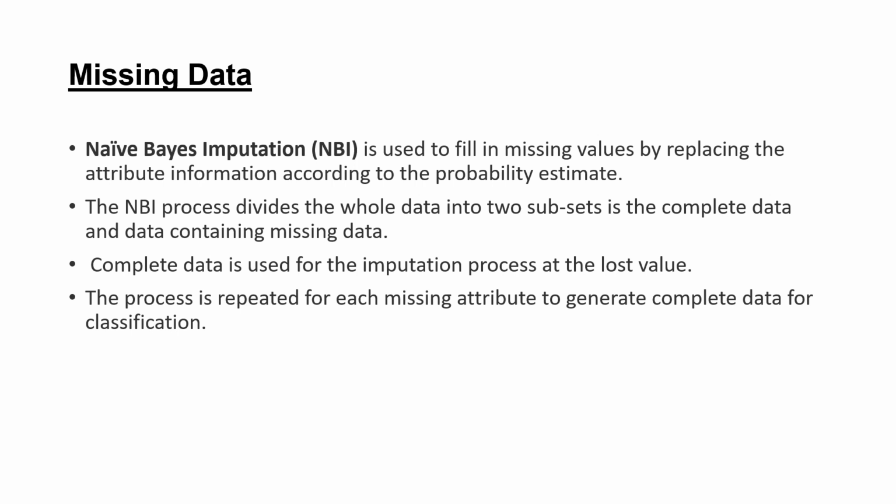So what it actually does, the NBI process, is divide the whole data into two subsets. One is the complete data, and the second part is the data that contains the missing values. The complete data is used for the imputation process of the lost value. This process is done on a repetition basis, so it is repeated for each missing value attribute to generate complete data for classification.